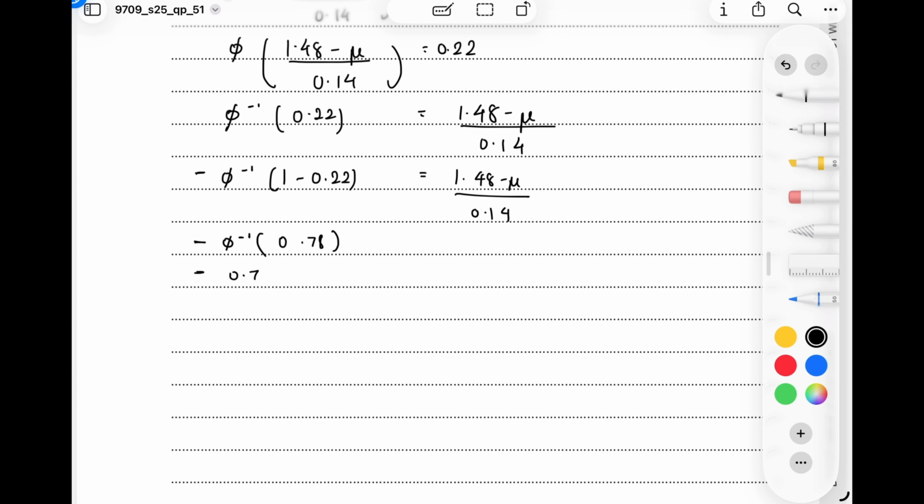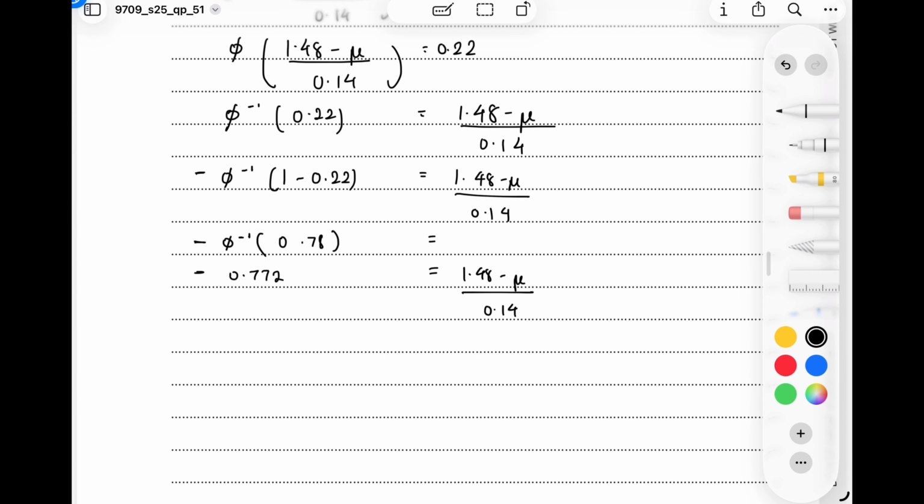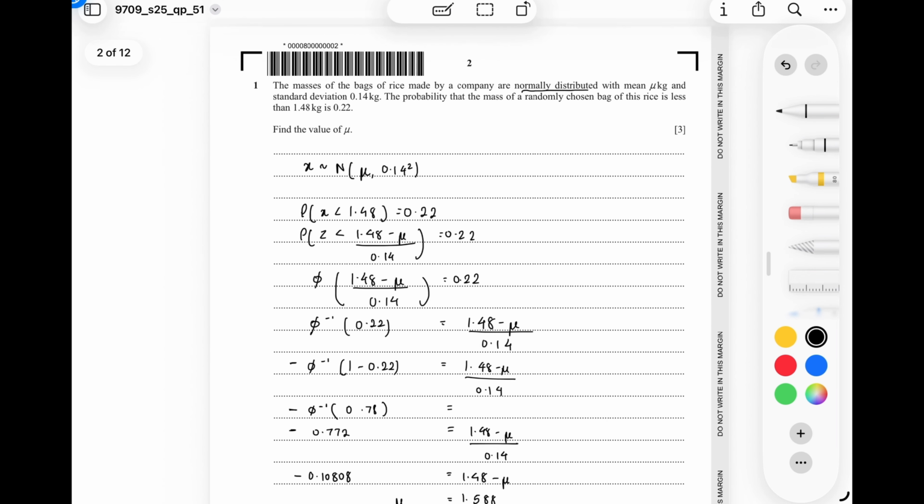So we go back to our paper, and we know that we just keep the minus, and this is 0.772, and this is equal to the same thing, 1.48 minus mu all over 1.14. So now this is a really normal equation. You just solve it normally. So this goes to this, and we multiply. So we're gonna get minus 0.10808 is equal to this, and we can take mu to the other side, so it'll be this plus this, and we're gonna get 1.588. To 3 sig fig, you round it, you get 1.59, and that is your answer for mu.